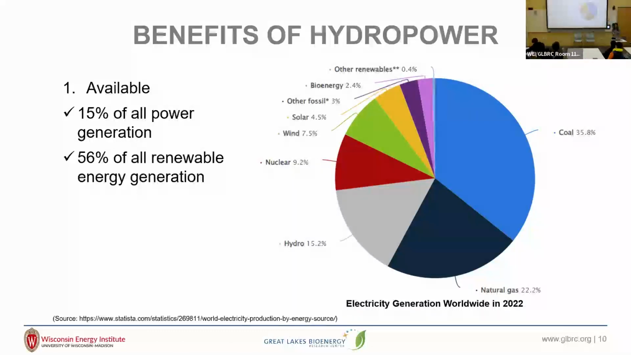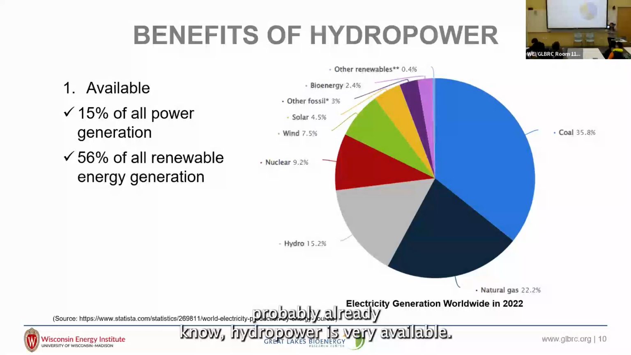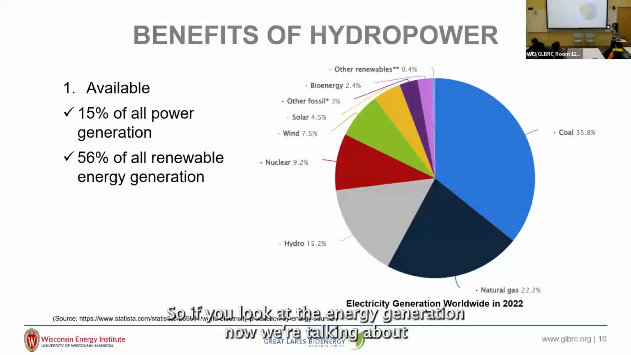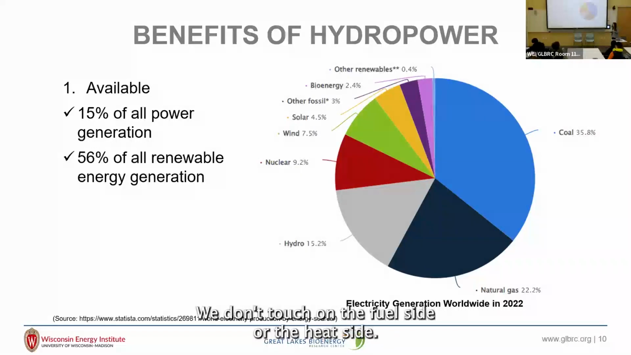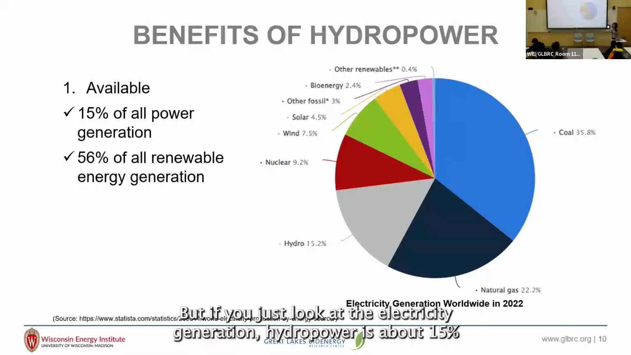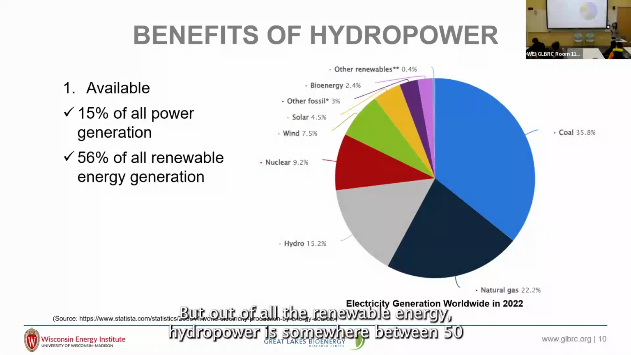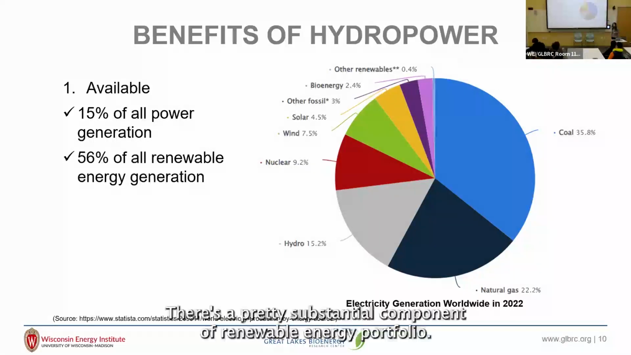So, different benefits of hydropower. As some of you probably already know, hydropower is very available. You have water in many different places. Whenever you have water, you have that potential for hydropower, right? So if you look at the energy generation, and now we're talking about electricity generation, we don't touch on the fuel side or the heat side, but if you just look at electricity generation, hydropower is about 15% of all energy sources. But out of all the renewable energy, hydropower is somewhere between 50 and 60%. So it's a pretty substantial component of the renewable energy portfolio.